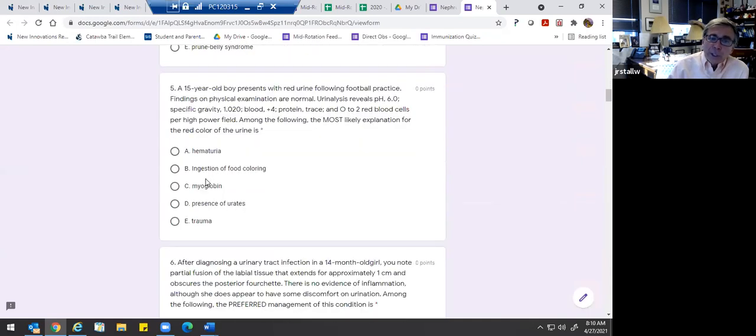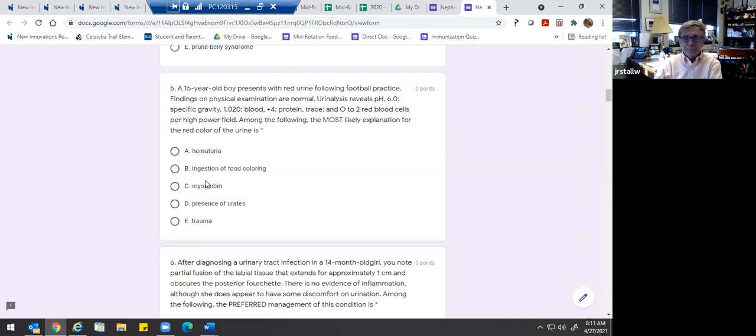A 15-year-old, red urine, football. I think most of you got this. Even as you just read the first line, your mind should be going to myoglobinuria, but it could be something else. He could be in renal failure from heat intolerance, yada, yada, yada, just the first line. So then it goes on and you have blood 4+, but no red cells. And I think everyone knows that that's going to be myoglobinuria. Football being a classic, he's an athlete, could be something else. There's another question in here that reinforces this. I think y'all are pretty good on getting this right.